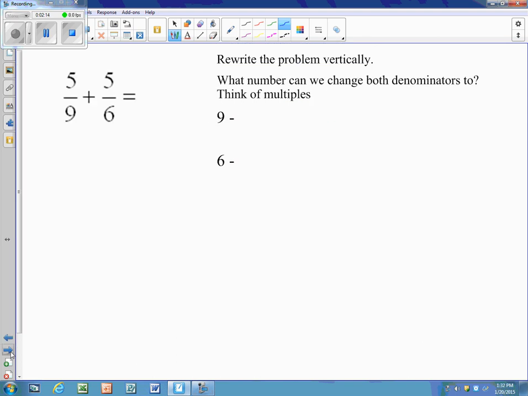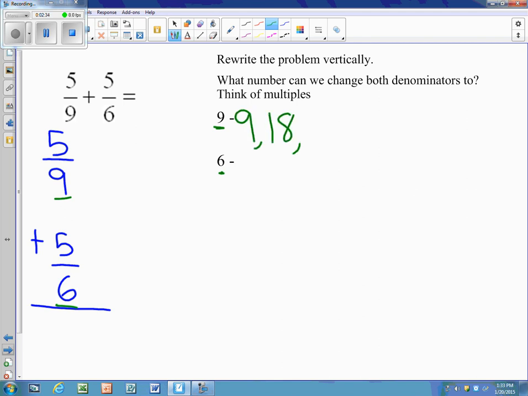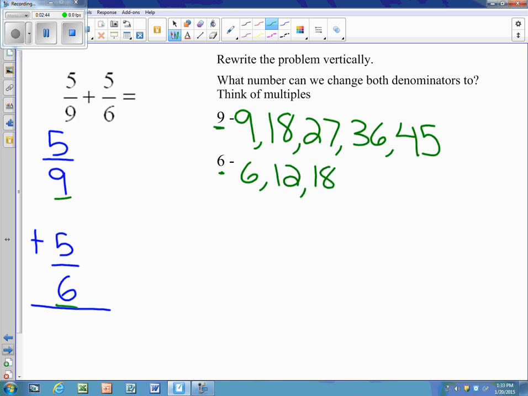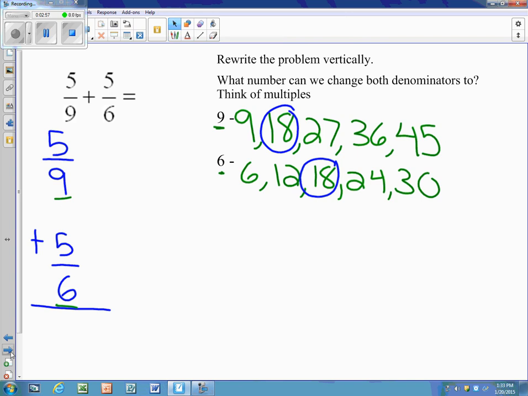We'll do another example. We have 5/9 plus 5/6. So we're going to write 5/9 plus 5/6 vertically. Once again, we notice that we have a 9 and a 6. Those are the two numbers I wrote up over here. I'm going to write a couple of my multiples when I skip count. We have 9, 18, 27, 36, 45. I'm going to stop after 5 for now. And then over here I have 6, 12, 18, 24, and 30. When I look at that list, I notice that 18 is the smallest number on both of those lists. So because 18 is the smallest number on both lists, I'm going to make my new denominator 18.